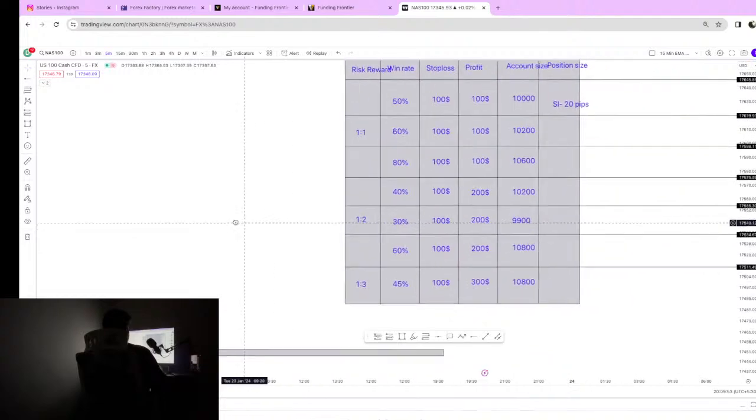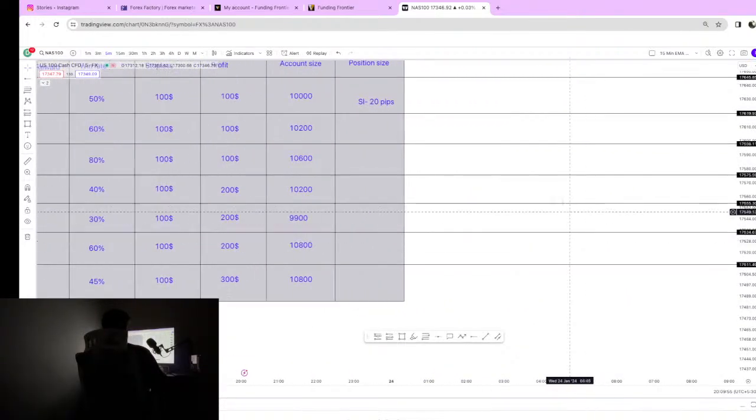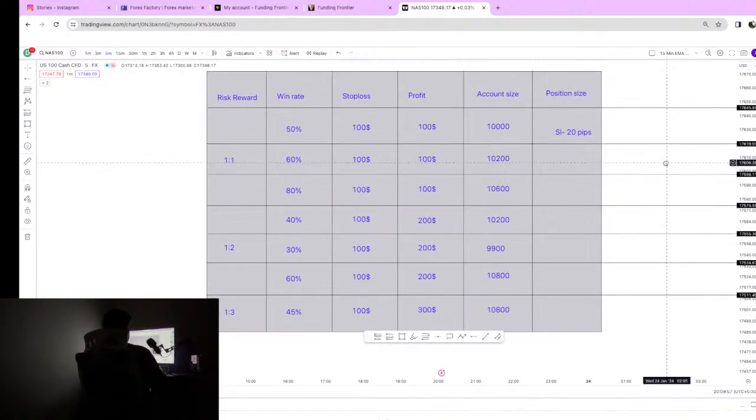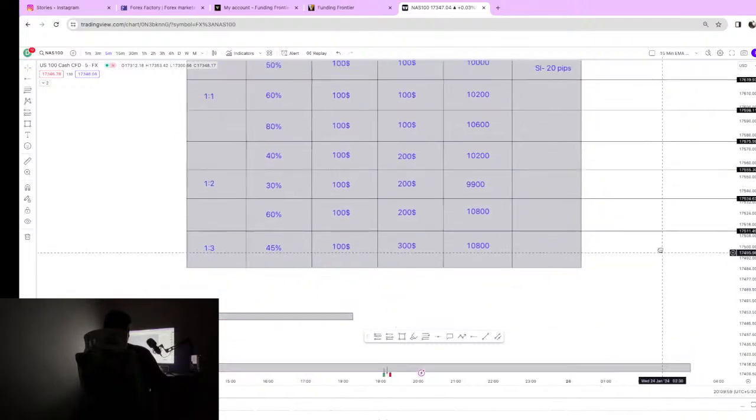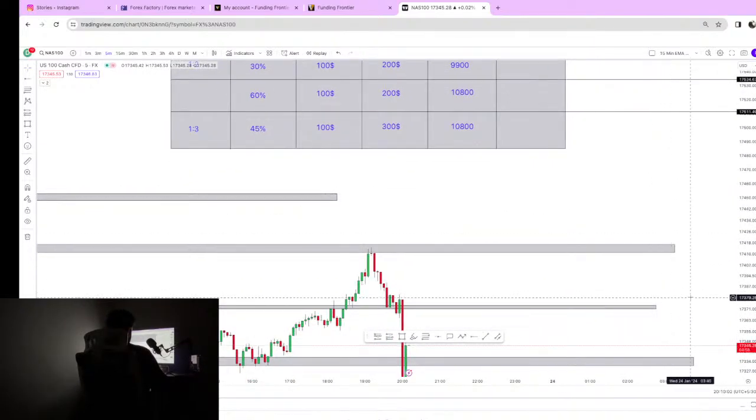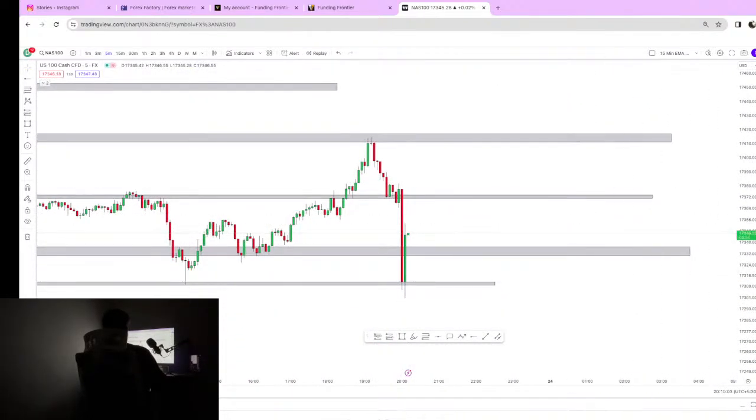So this is the concept we taught today in our live session. If you want to understand, watch it from the start. You will get to understand things regarding position sizing and other things.